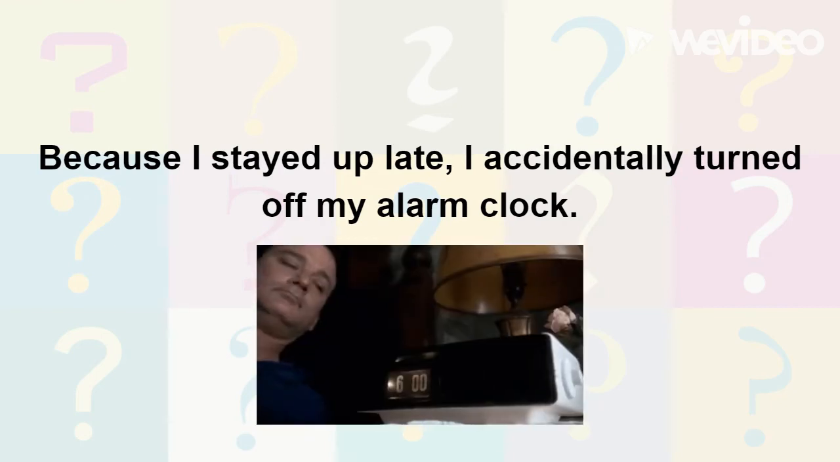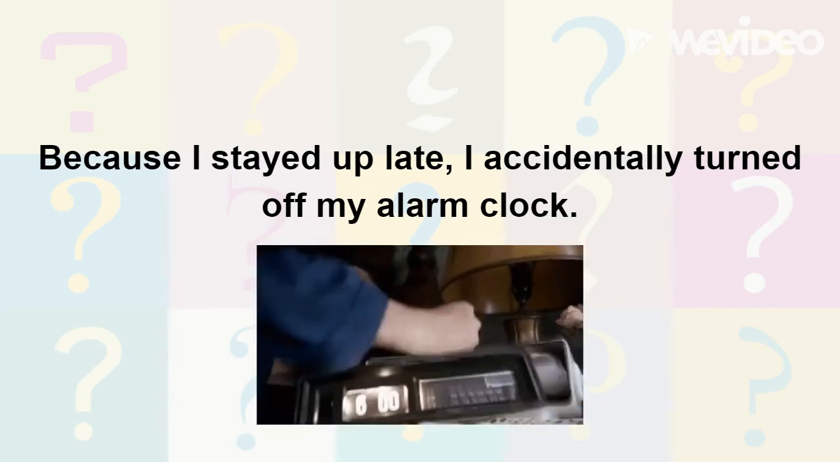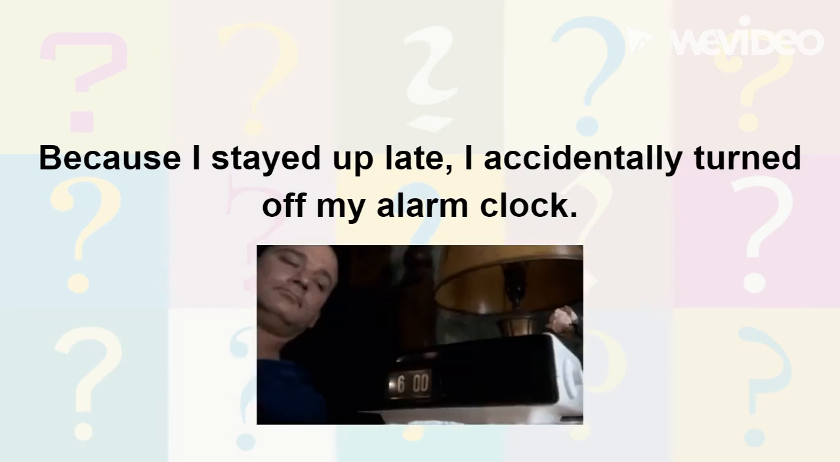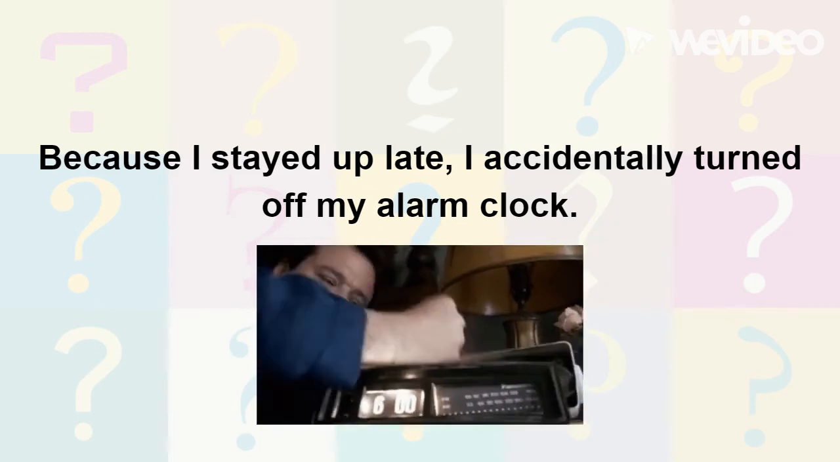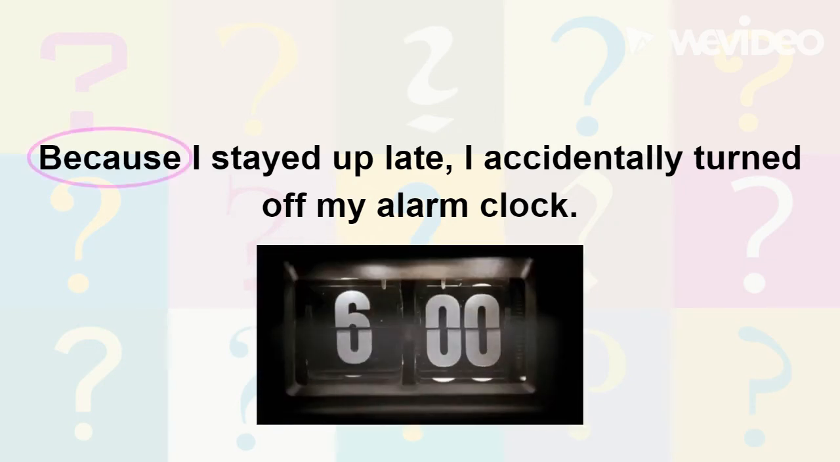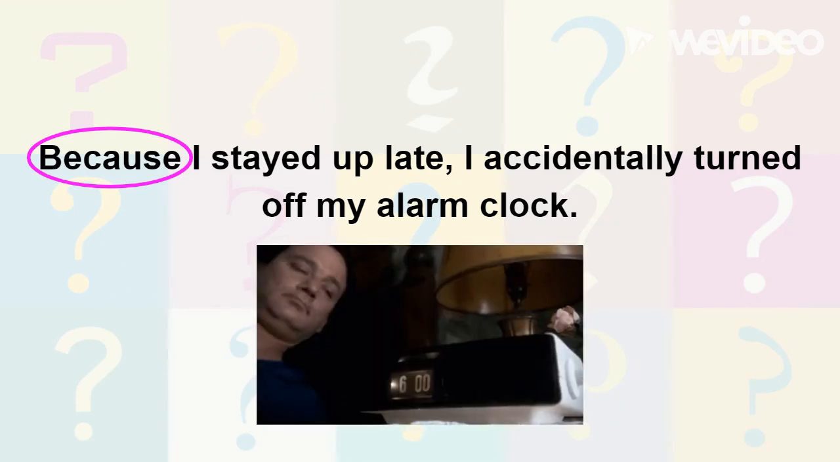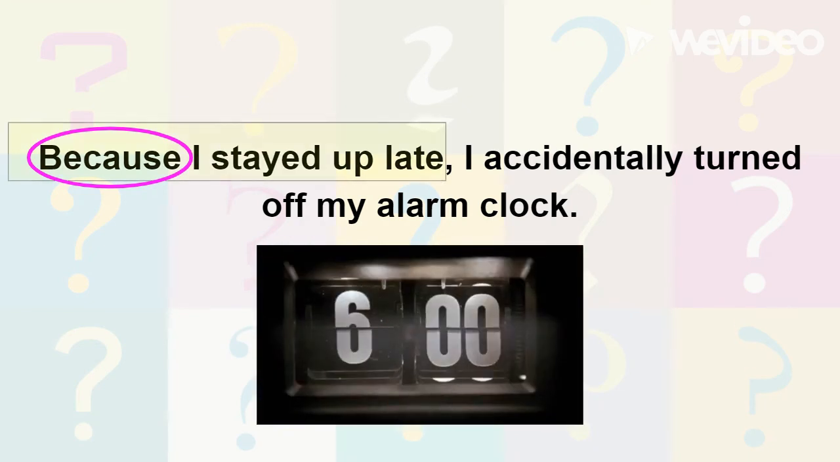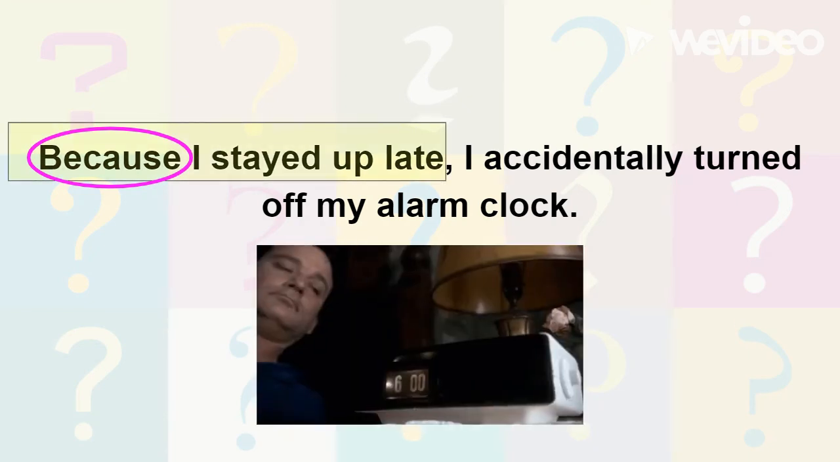Because I stayed up late, I accidentally turned off my alarm clock. Which word here depends upon more information? In other words, which word is my subordinating conjunction? Because. So which clause is my dependent clause? Because I stayed up late.